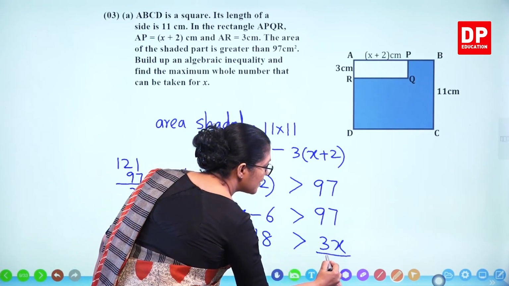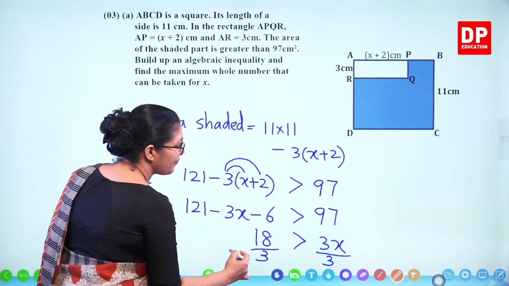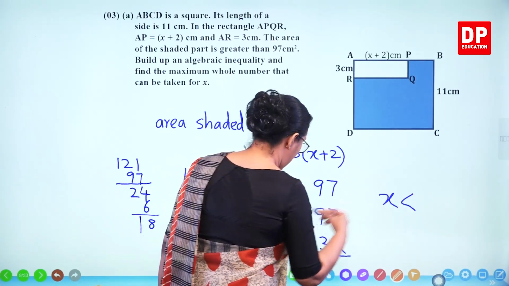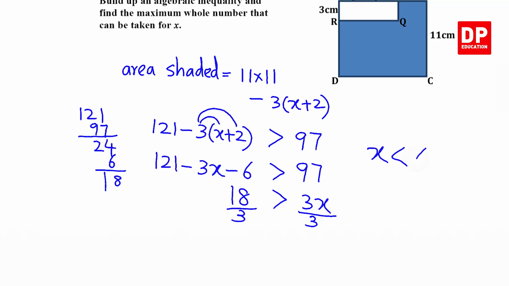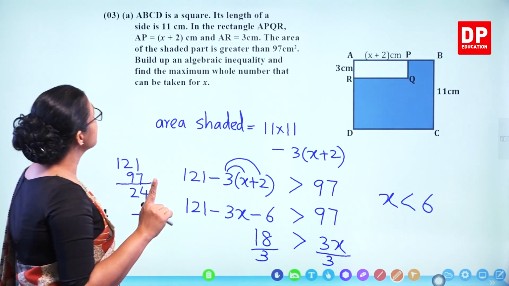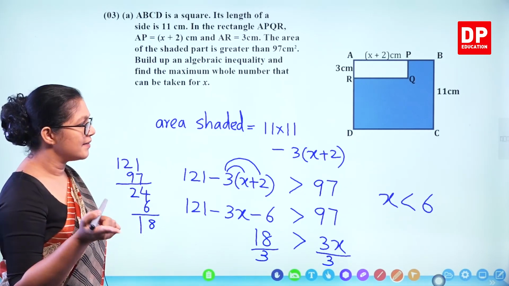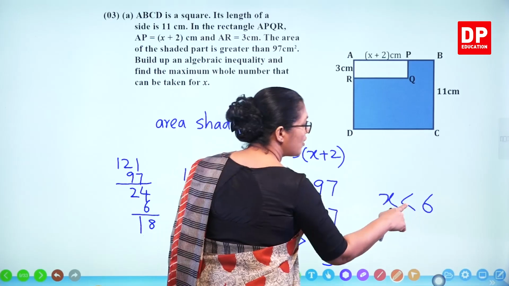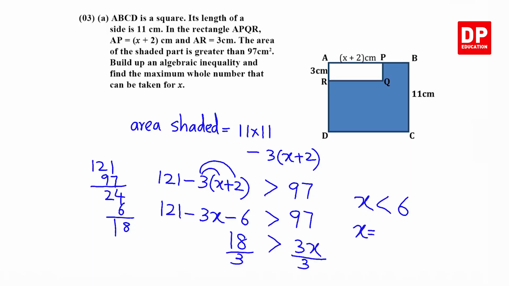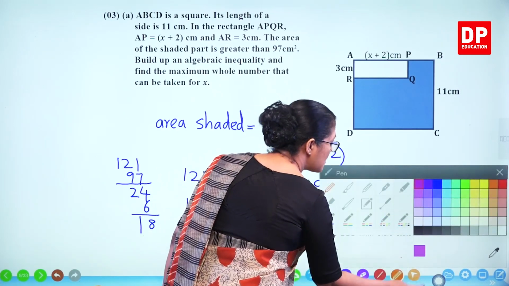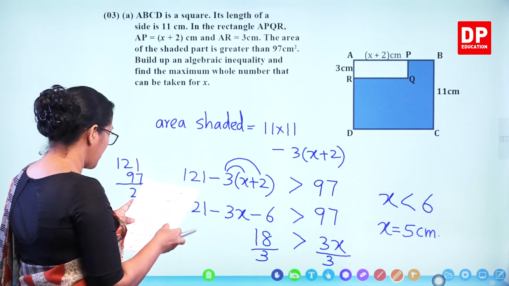So what is x? Divide by 3. You get x less than 18 divided by 3 is 6. X is less than 6. Find the maximum whole number that can be taken for x. What's the whole number? 6 is not included. So x equals 5 centimeters is the maximum value. So that's the first part. So we'll see how many marks for this one.